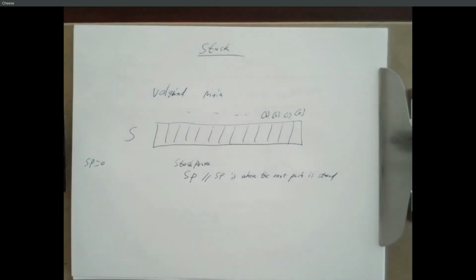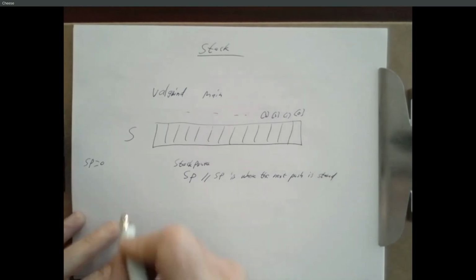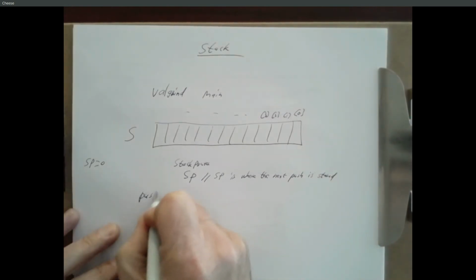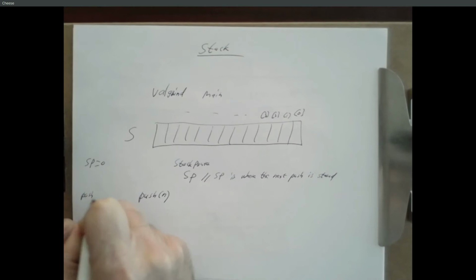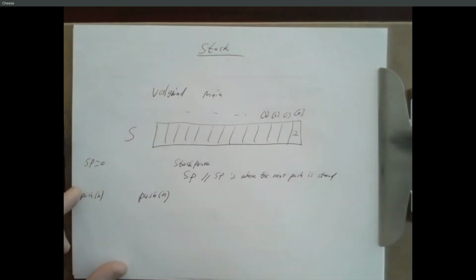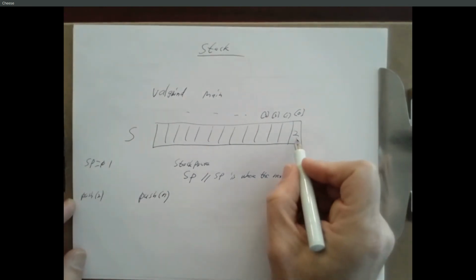So if the stack pointer SP is 0, it means the next time we push, we're going to store at 0. If SP is 3, it means the next time we push, we're going to store at 3. So what does our push operation look like? Let's say we want to push a 2. We're going to store it at location 0, and we're going to increment the stack pointer, just like we did with a queue, so that the next time we push, we don't overwrite the 2.